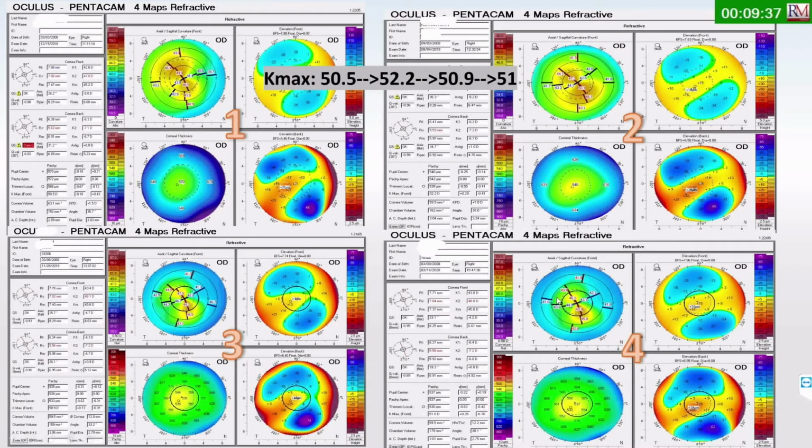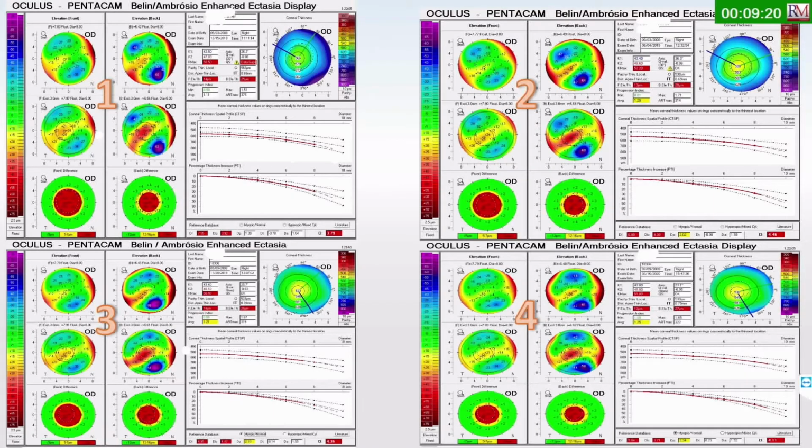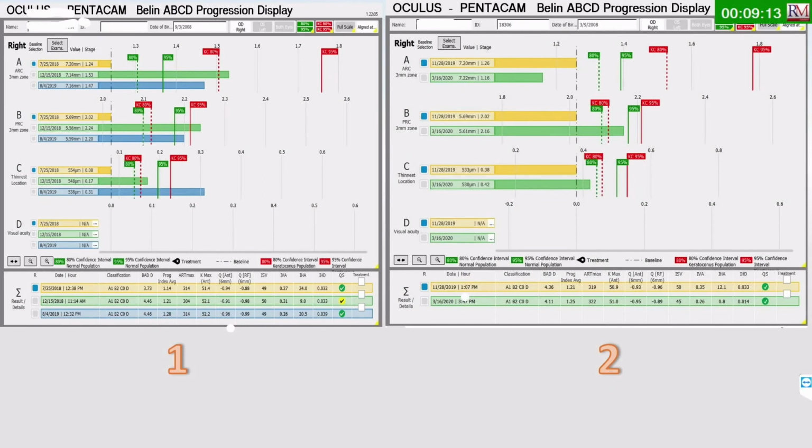The Kmax actually did not change. The astigmatism changed from 5 to 4.2, and this is the change of the topographic shape, or the abnormal topography, from the first to the last visit. As for the Belin-Ambrosio, some changes were recorded. The D value actually increased.